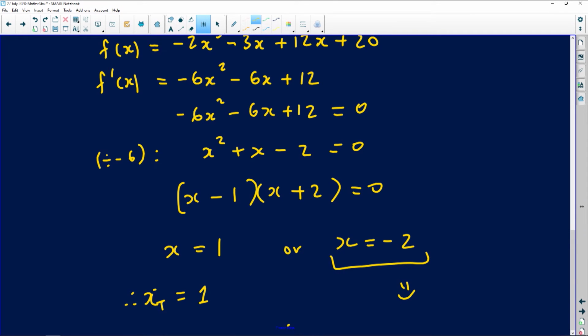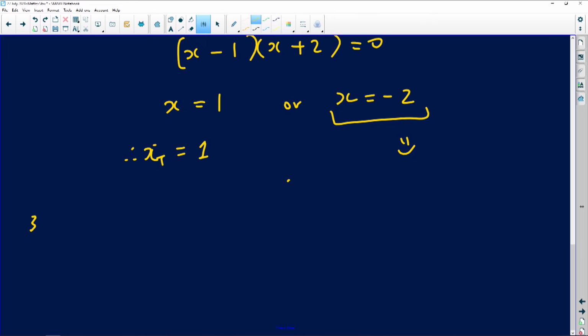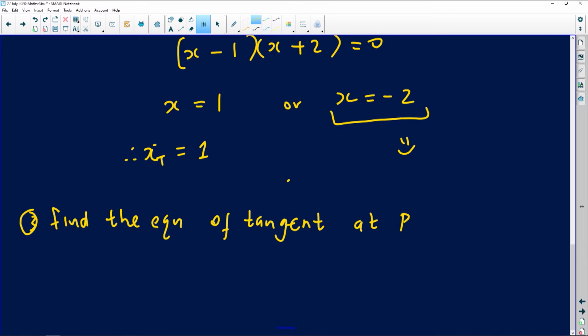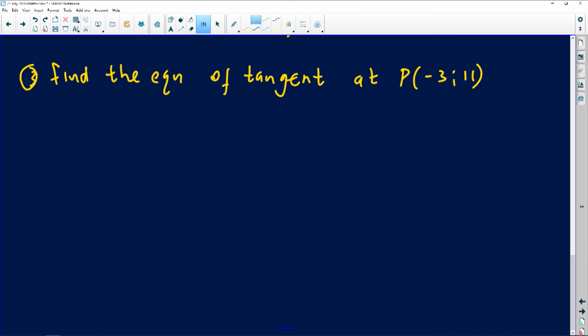All right. We're going to the third question now. Let's see what will happen. Okay, now this one says that we need to find the equation of the tangent. Find the equation of the tangent at P, and the coordinates of P were given to us as negative 3 and 11, right? So there's a tangent. You guys need to know, whenever anyone talks about a tangent, it is a straight line.